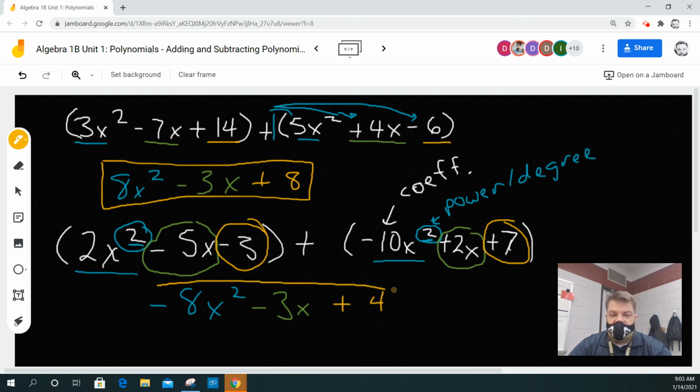And so those terms matter. Power is the superscript, the little number to the right of the x. Coefficient is the number in front of the x. And if it doesn't have an x, it's a constant. Okay?